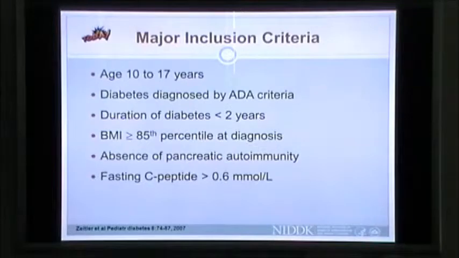They couldn't have type 1 diabetes. So no pancreatic autoimmunity, and they had to have evidence of retained C-peptide.